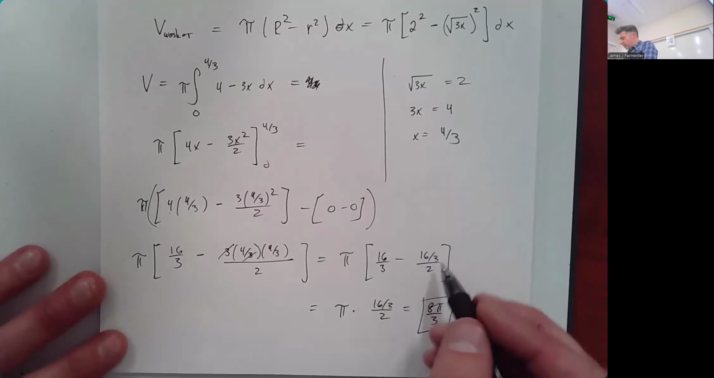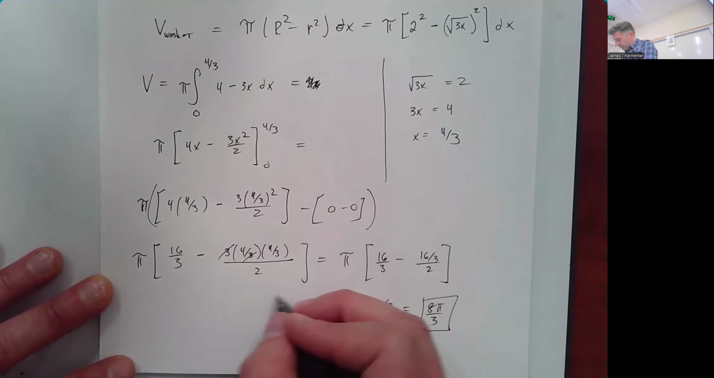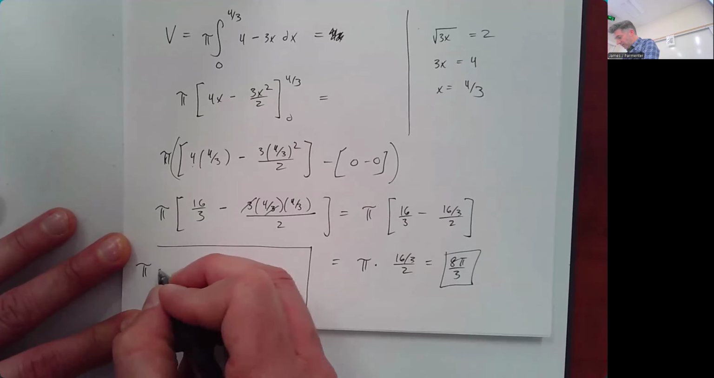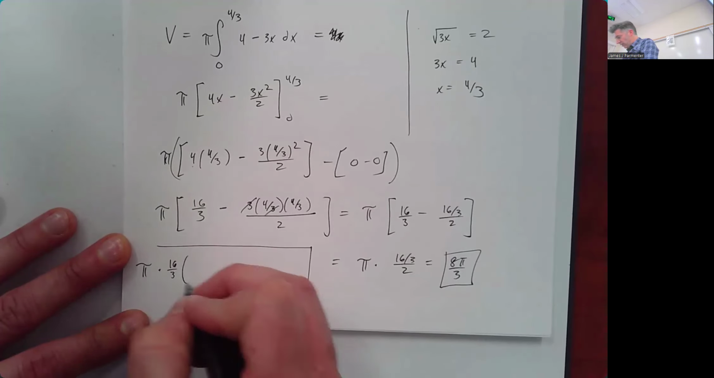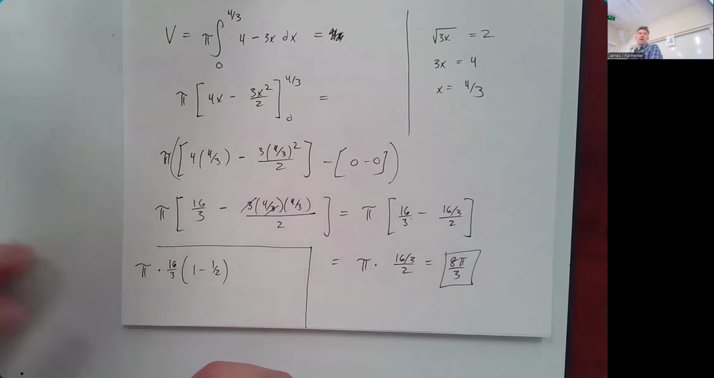Another way to think about what I just said, in a more mathematical way, is you could say that this part here is pi times, and then factor out a 16 thirds. And then you're left with a 1 minus a 1/2. And then you have 16 thirds times 1/2, which is 8 thirds. Cool. I like that. All right. The papers are all yours.